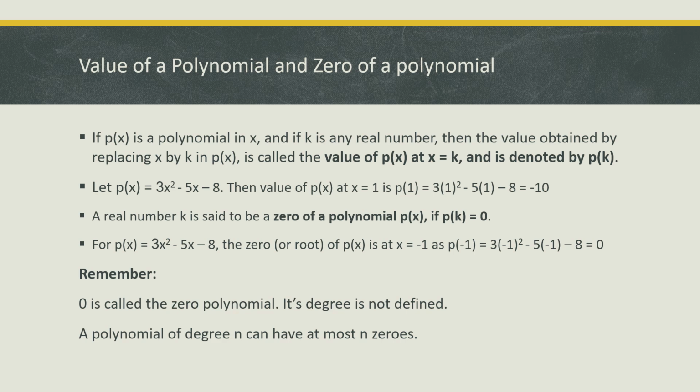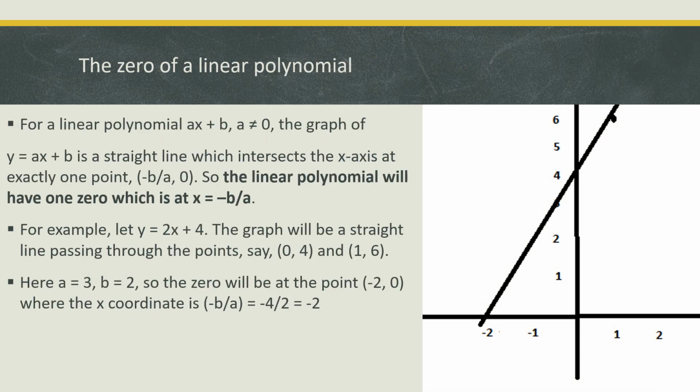Remember two things. 0 is always called the zero polynomial and its degree is not defined. And a polynomial of degree n can have at most n zeros. That means if you have a polynomial of degree 2, it can have at most 2 zeros. Now, how to find the zero of a linear polynomial, that means a polynomial of degree 1?